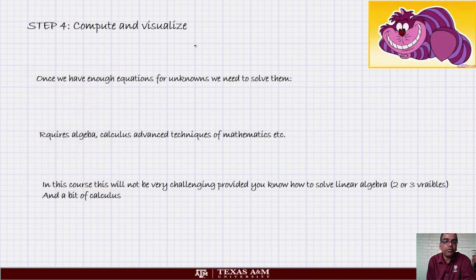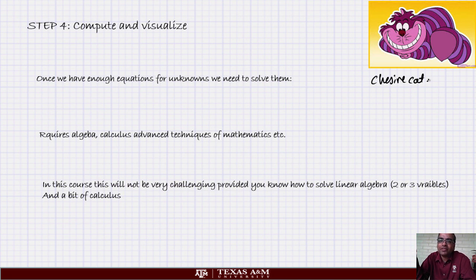Step 4, you have to compute and visualize. Once we have enough equations for enough unknowns, we have to solve them. And I have drawn in the corner what is called the Cheshire cat. It's because computation is like that. It's like this Cheshire cat. You try to do it and it will slowly disappear until only its smile remains.